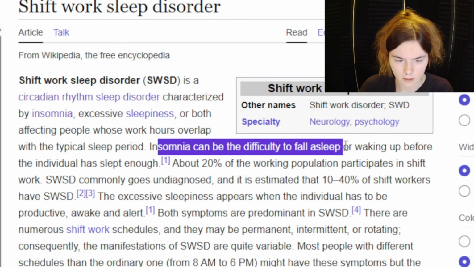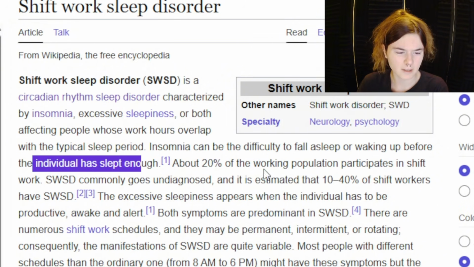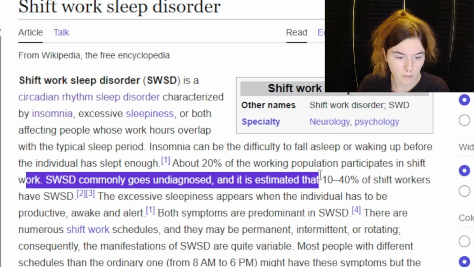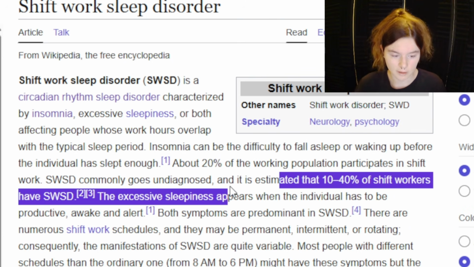Insomnia can be the difficulty to fall asleep or waking up before the individual has slept enough. What? Am I stupid, or is this entire thing worded weirdly? About 20% of the working population participates in shift work. Blah, blah, blah. So basically, when your work gets in the way of your healthy, ideal sleep schedule.